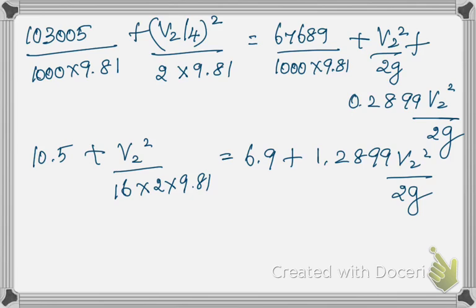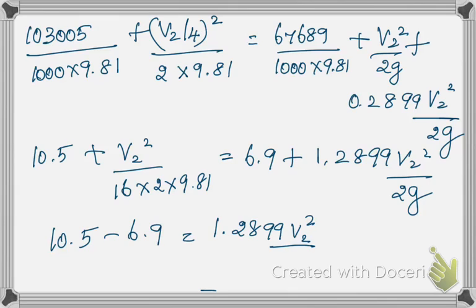Okay, now I can group all the terms here. That is, I can bring all the V2 squared one side and all the things on the other side. So which becomes 10.5 minus 6.9 is equal to 1.2899 V2 square by 2g minus of 1 by 16 V2 squared by 2g.